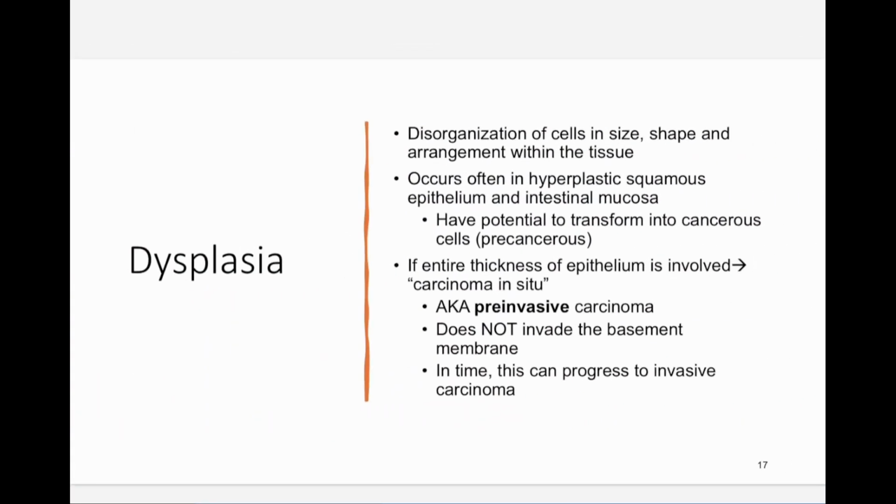Dysplasia, disorganization of the cells in size, shape, and arrangement within the tissue. Often occurs with hyperplastic squamous epithelium, intestinal mucosa. And again, this is that hole where it can go to cancer, these precancerous cells with the dysplasia. If the entire thickness of the epithelium is involved, then it's called carcinoma in situ or pre-invasive carcinoma. Does not invade the basement membrane. So at this point, the cancer is still localized in the tissue.